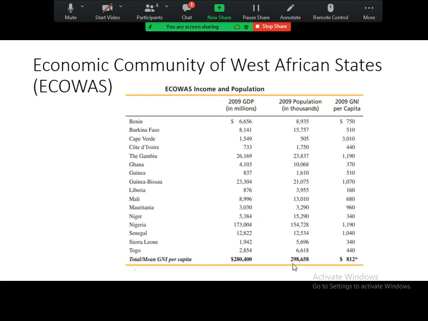So this is ECOWAS. ECOWAS means Economic Community of West African States. That is called ECOWAS. So these countries are involved. So income and population is given here.